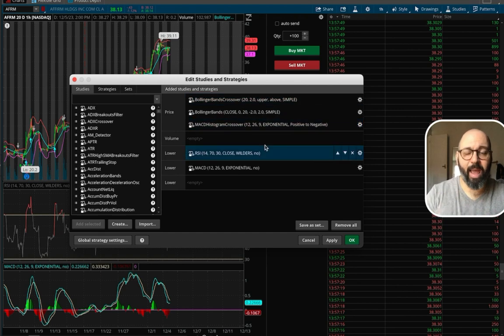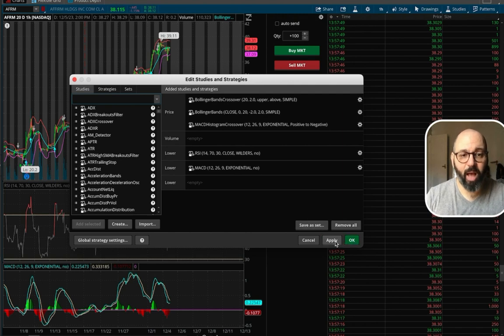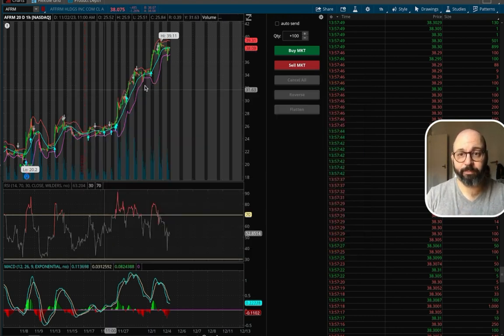These are the ones that I have on my screen. You can search for them here. You can hit Create. You can hit Add Selected, Save, Apply. You would hit Apply and then you'd hit OK. These are the ones that I use. Now, my most favorite are Bollinger Bands and Relative Strength. That would be these right here, Bollinger Bands, and this right here, Relative Strength.